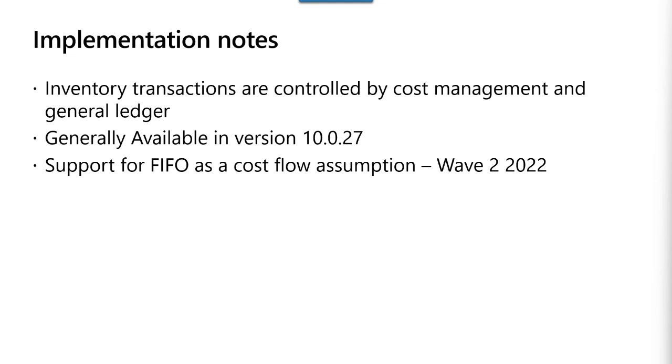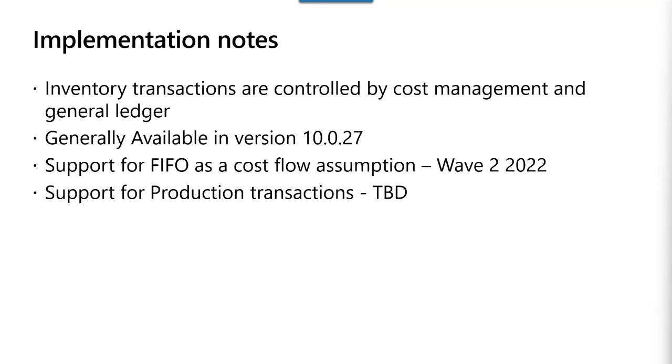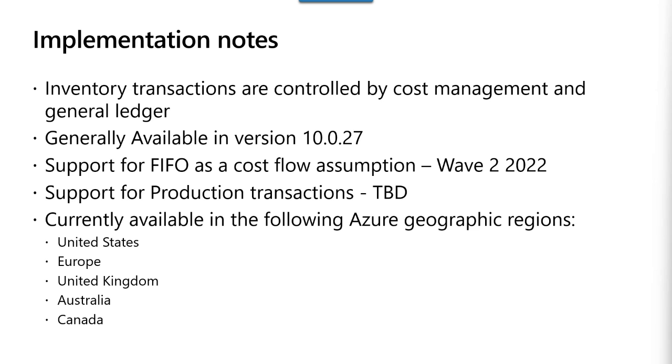From a roadmap perspective, the next cost flow assumption that is on the list with the highest priority is support for FIFO, or first in, first out. That's currently slated for Wave 2 of 2022. We're also looking to add support for production transactions. We don't have a specific time frame on that, but it is planned to add production support for this add-in. It's currently available in the Azure geographic regions listed here.